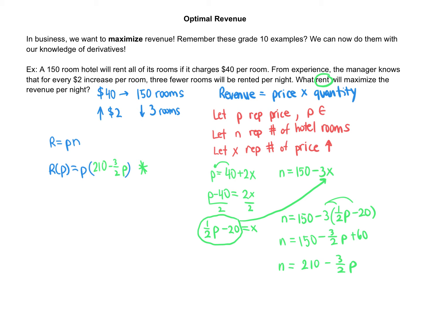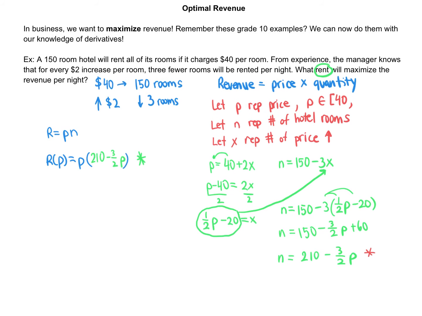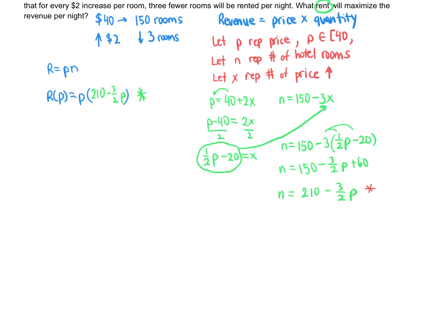So the lowest the price can be is 40, and we can include that value. But what about the highest the price can be? At some point, the price is going to get so large that no one's going to rent a hotel room. So I need the number of hotel rooms to be greater than 0. So I'm going to go here in this little equation, and I need n to be greater than 0.